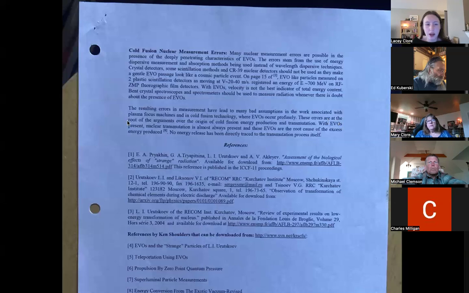These errors are at the root of the arguments over the origin of cold fusion energy production and transmutation. With the EVOs present, nuclear transmutation is almost always present, and these EVOs are the root cause of the excess energy produced. And then it references 8. No energy release has been directly traced to the transmutation process itself.